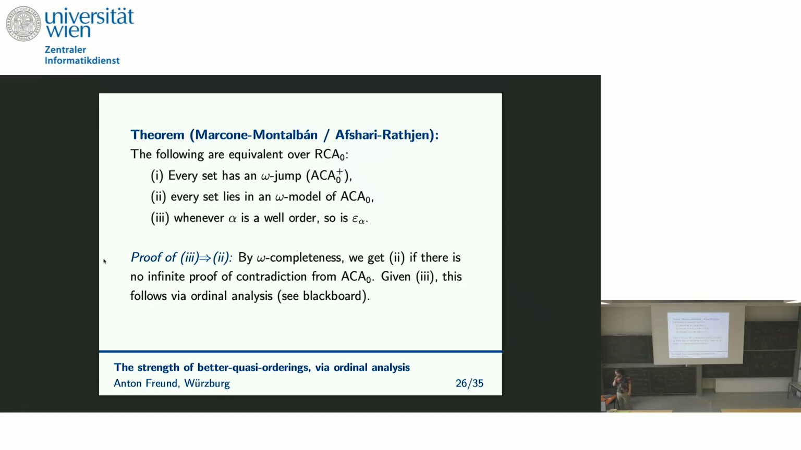So what does the result say? Well, it's now an equivalence of reverse mathematics. And the first statement in the equivalence says that every set has an omega Turing jump. And that's the main axiom of a system typically denoted by ACA_0^+. And the second statement is quite easily seen to be equivalent to it. So the main point of the theorem is the equivalence with 3. But the second statement says that every set lies in an omega model of ACA_0, or in a coded omega model of ACA_0.